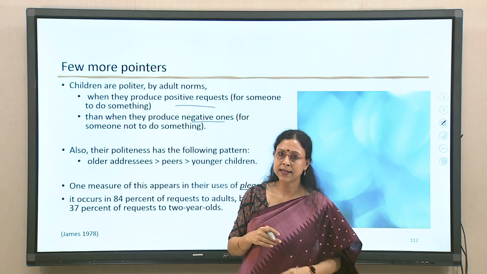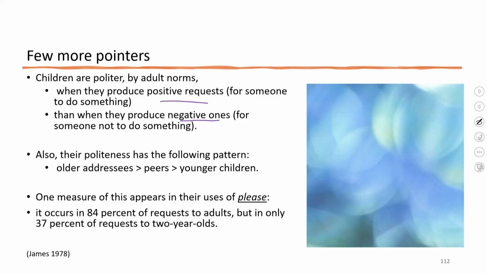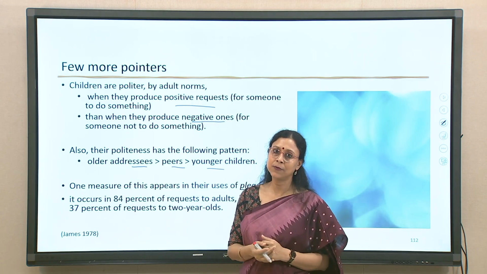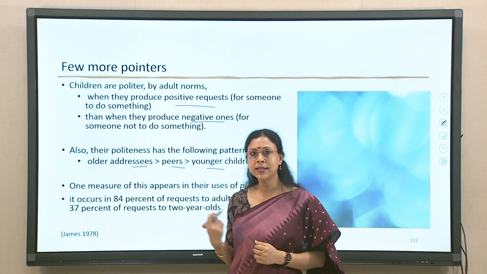Also, their politeness has a pattern. Depending on who the addressee is, their politeness actually has degrees. So, when the addressee is older, they are more polite, they are less polite to their peers and even less polite to younger children. So, this is how the pattern goes. It is not like one size fits all. They do figure out politeness as a construct, and they actually use it in a very productive way as well, depending on all these factors.